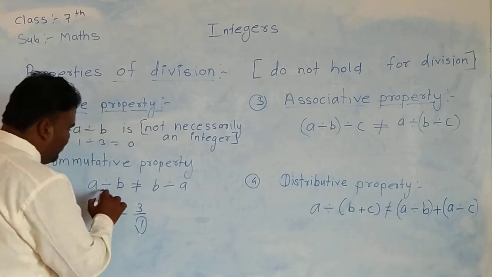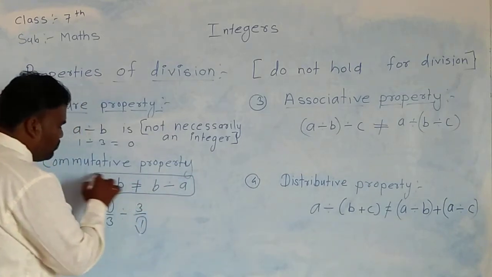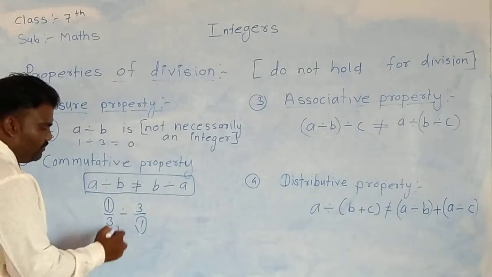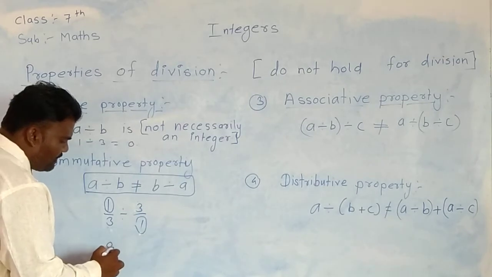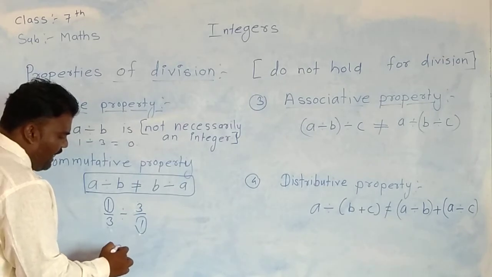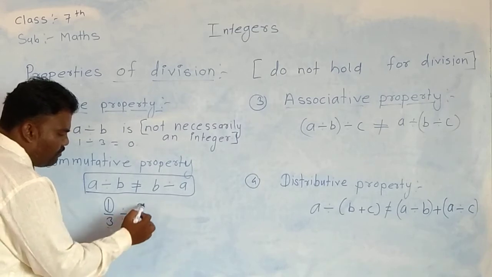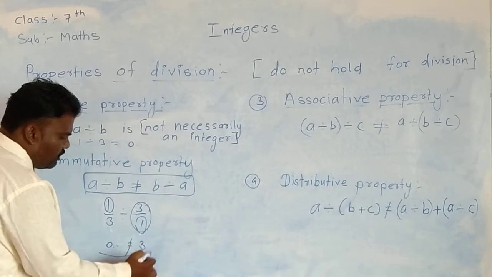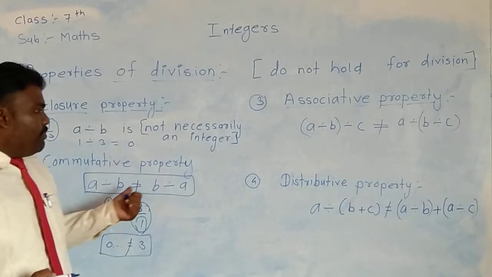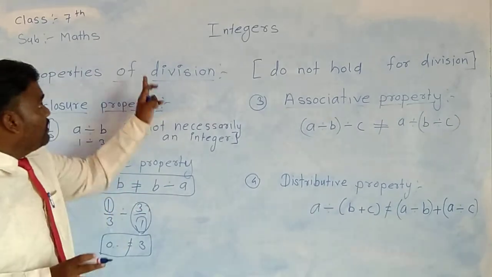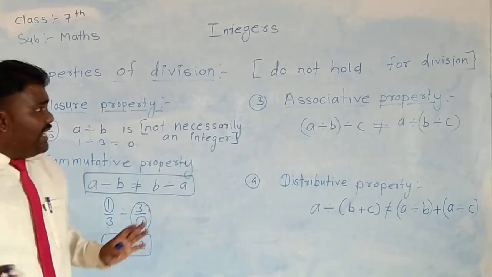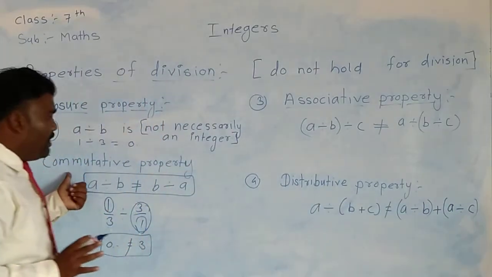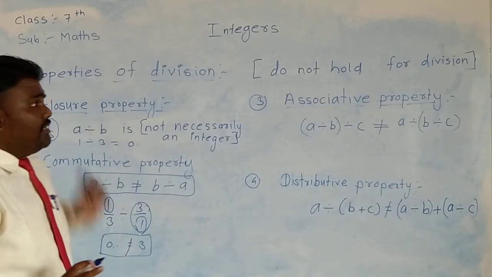So we will write that a divided by b is not equal to b divided by a. This answer will be different. This answer will be 0 point something, and this fraction's answer will be 3. So this is not matching. Just because of that, I am saying the commutative property does not hold under division either. Understand? The commutative property doesn't satisfy division.